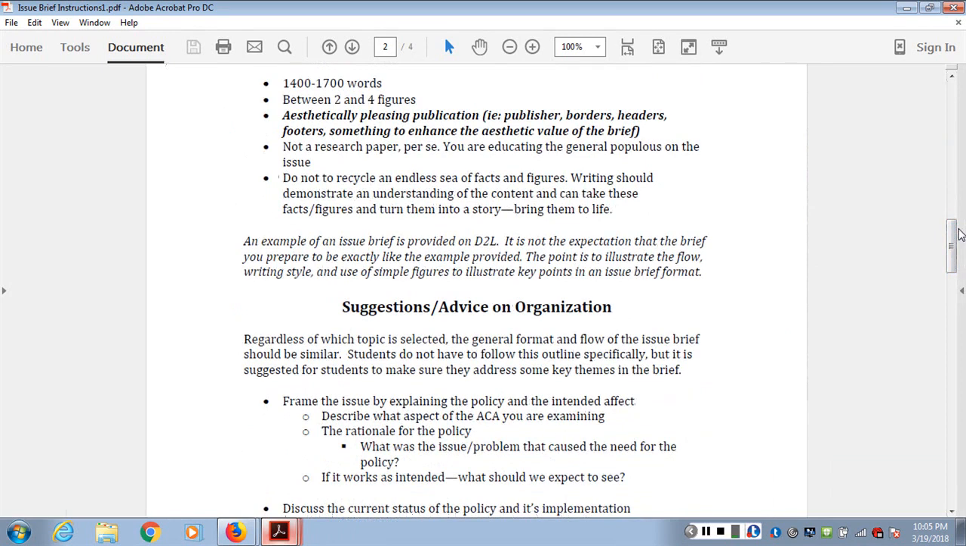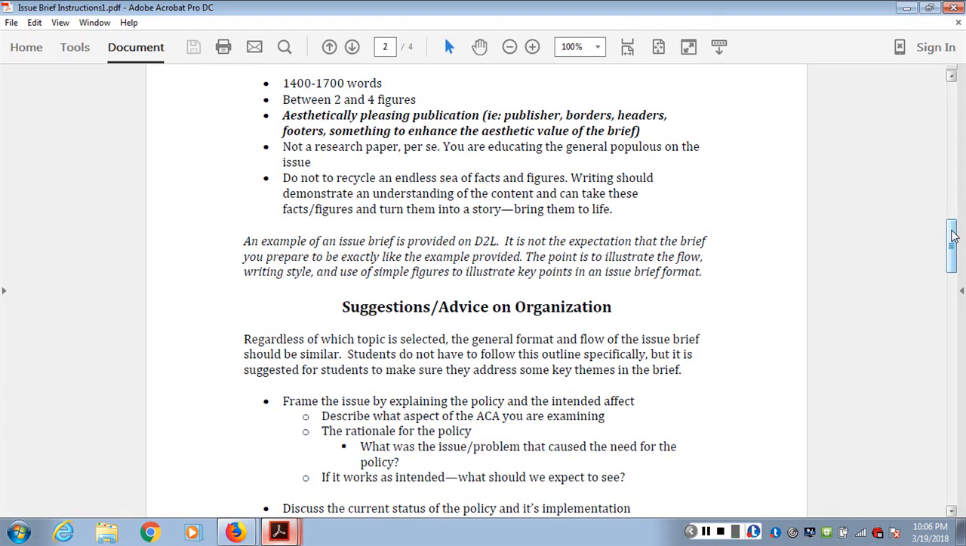And I will be looking at word count, so make sure you're between that 1,400 to 1,700 word mark. And you need to have between 2 and 4 figures here. Now, figures are not just pictures. What I'm looking for is some type of graph, some type of infographic, something that adds to the content that you're presenting in your issue brief. So it has to, in some way, relate back to your issue brief. It can't just be some kind of random picture that you stuck in there. That won't count as one of your figures.